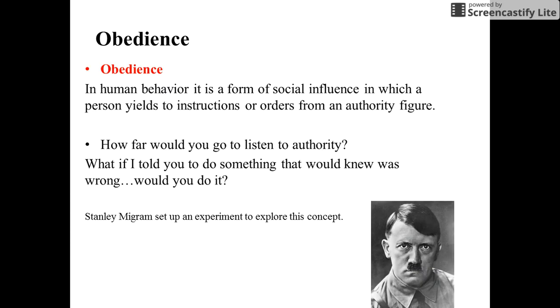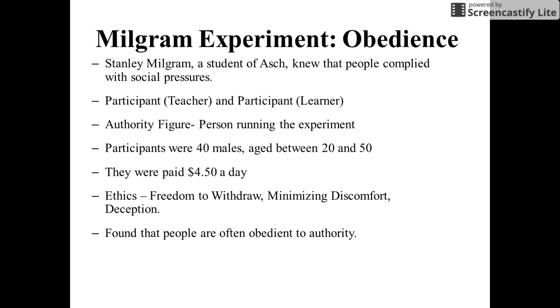So that was conformity. Taking a look at obedience. Obedience in human behavior is a form of social influence in which a person yields to instructions or orders from authority figures. So how far would you go to listen to an authority figure? What if you were told to do something wrong and you knew it was wrong? Would you still do it? So Stanley Milgram set up an experiment to explore how often we are obedient to others. Stanley Milgram was a student of Asch, and he knew that people complied with social pressures and conformed. So he set up an experiment.